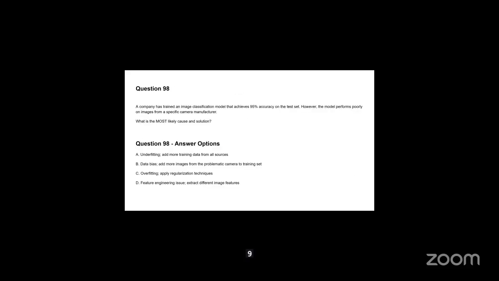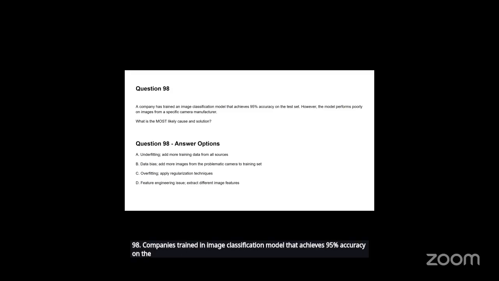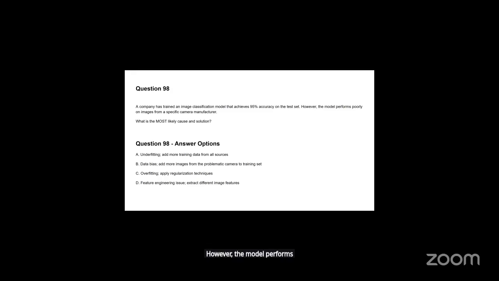98. A company trains an image classification model that achieves 95% accuracy on the test set. However, the model performs poorly on images from a specific camera manufacturer. What is the most likely cause and solution? Underfitting, data bias, overfitting, feature engineering.